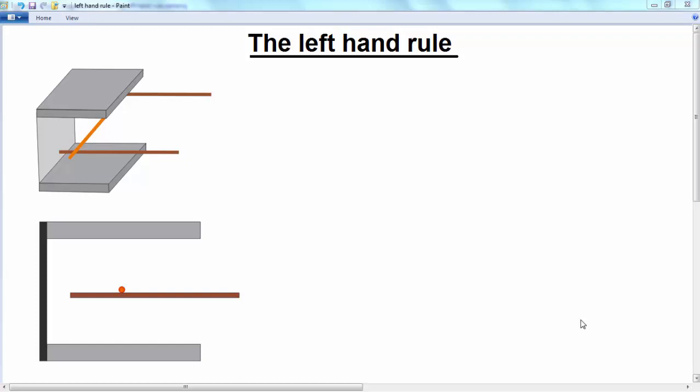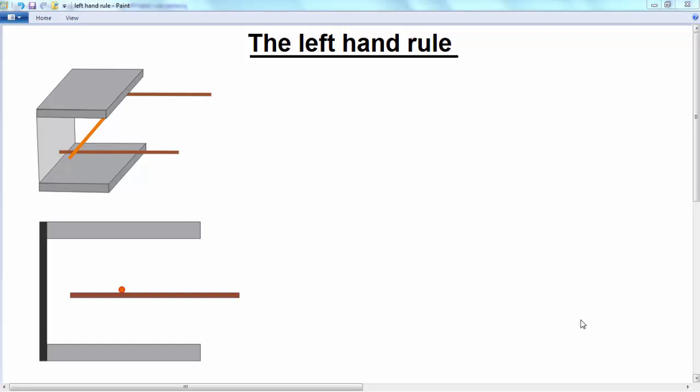In this lesson we're going to continue to look at the motor effect that we looked at in the previous lesson, and this time we're going to introduce a simple rule to tell us in which direction the force acts on a current carrying conductor in the presence of a magnetic field.